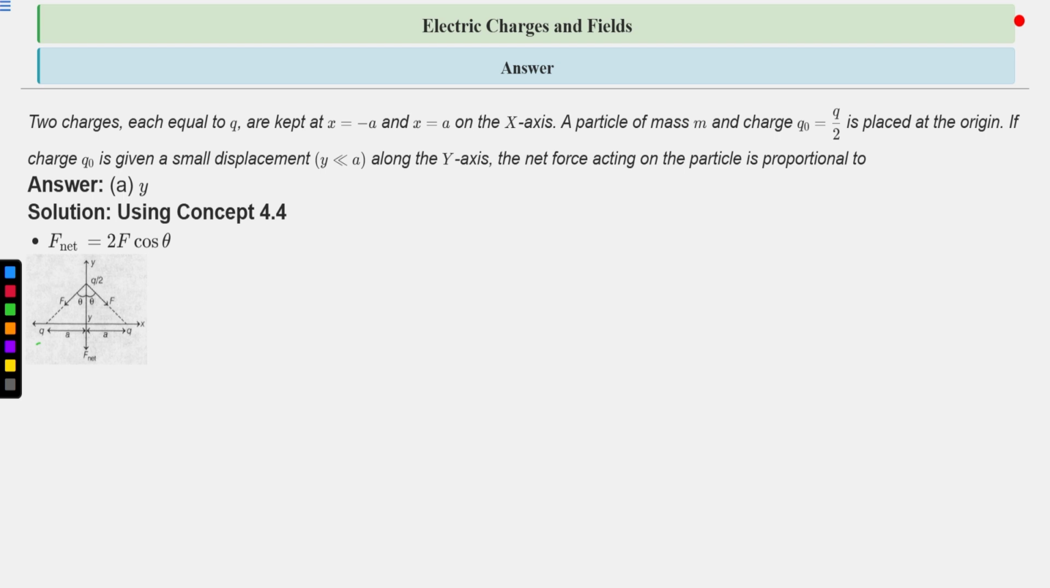After resolving these two forces, each has an F cos theta component along this way and an F sin theta component along that way. The F sin theta components of both forces cancel out, but the F cos theta components add up. So the net force on this particle is 2F cos theta, the F cos theta of this force plus the F cos theta of the other.